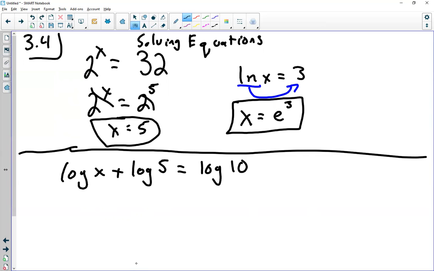This is still 3.4. This one, we would love to cancel this out. After this one, give me one more after that and then the end. Okay, so this one, we would condense the logs. So log 5x equals log 10. Since they're both logs, you could cancel them out. 5x equals 10, so x equals 2.